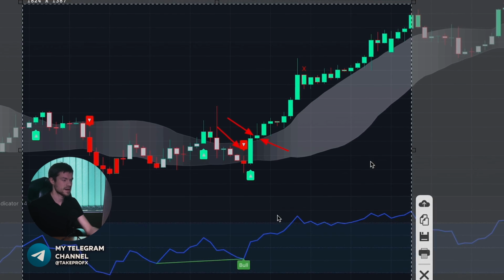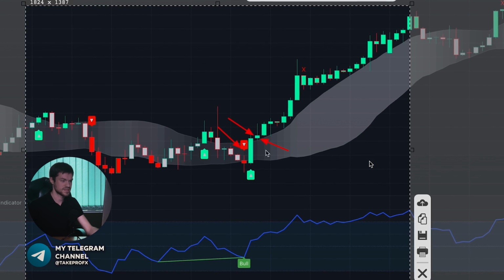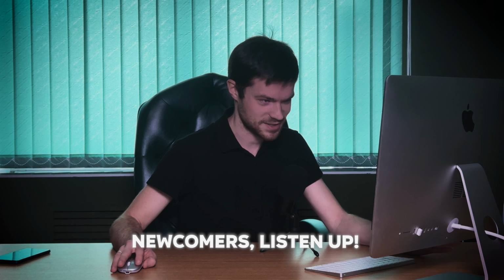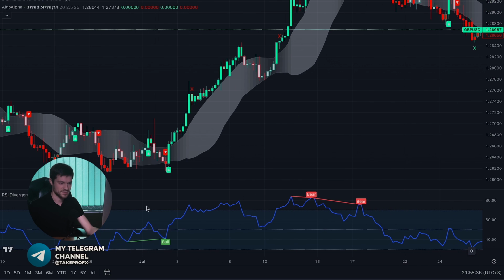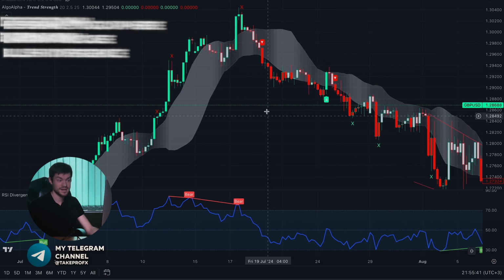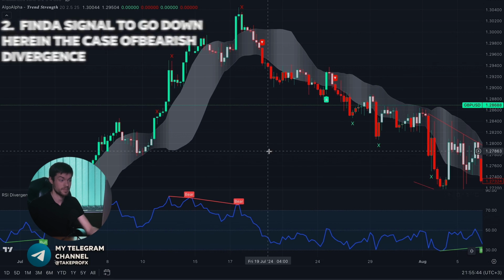It means that the market, after the bullish divergence, came out of this gray channel, which is quite a good buy signal. If you don't understand anything about it at all, you just need to compare these two facts. Find the signal to go up here on the chart in the case of the bullish divergence, and find a signal to go down here in the case of bearish divergence. That's all, you don't need to do anything else.